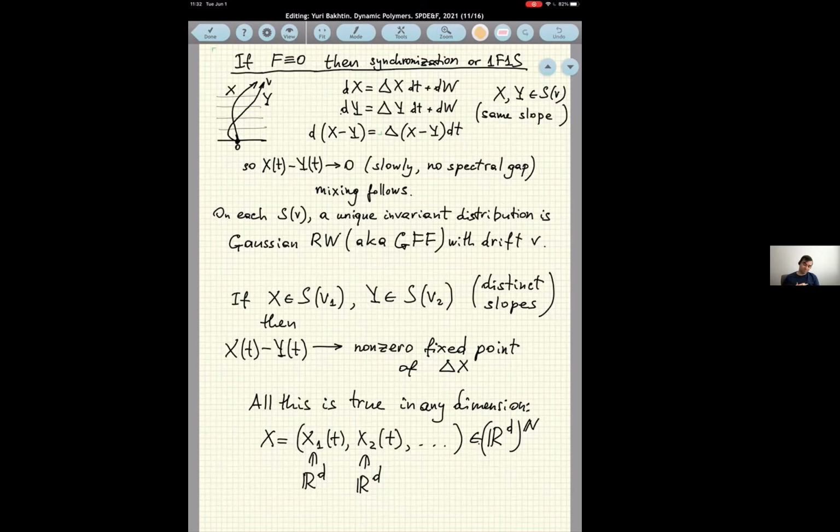Now, this is not quite true if you take initial conditions with distinct slopes, because then the difference will converge to something, but not to zero. It will converge to a trajectory with constant slope.